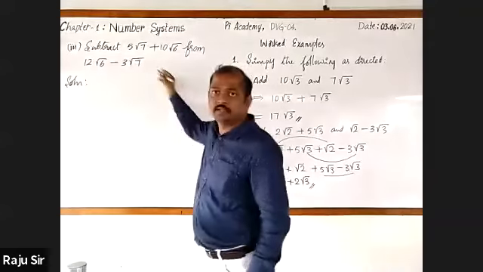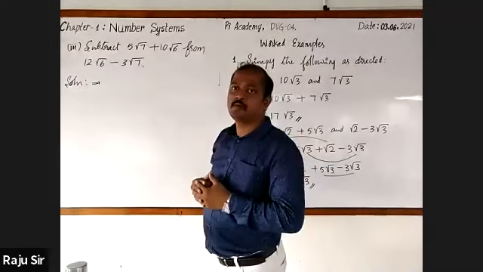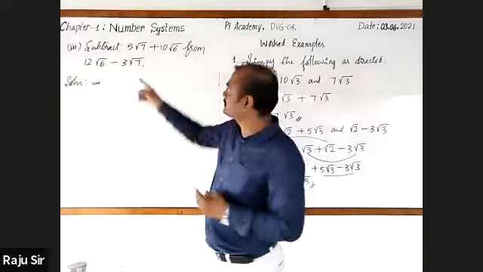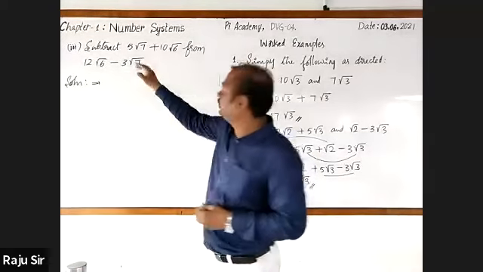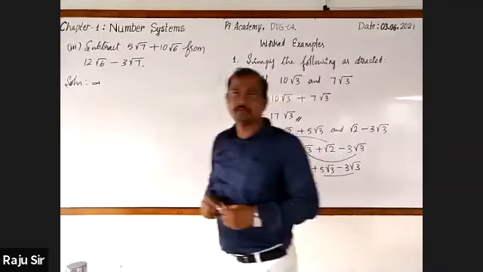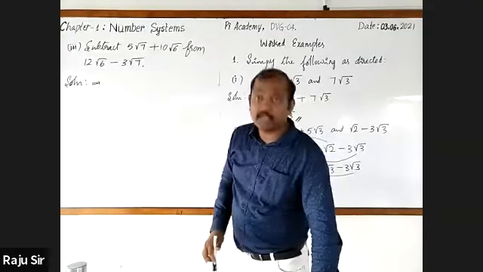Yes, sir. Okay. How do you write this? How do you convert this whole sentence into symbolic form? Sir, 5 root 7 plus 3 root 7 plus 10 root 6. No, just observe. We are going to subtract. You are subtracting this first group from the second group. Minus 10 root 6. No, I'll wait.